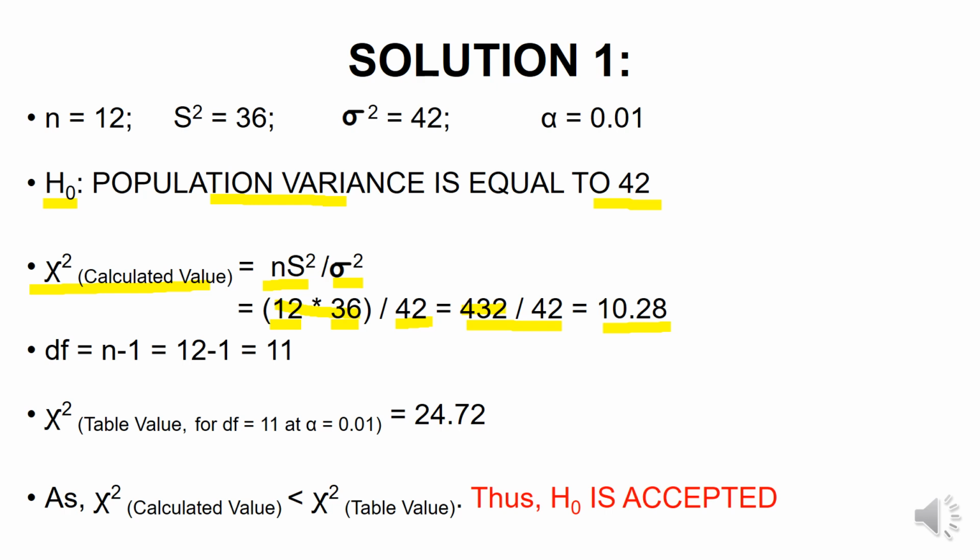It means the Chi-Square calculated value is equivalent to 10.28. Further, the degree of freedom, which is abbreviated by DF, is calculated by reducing 1 unit from the number of observations.